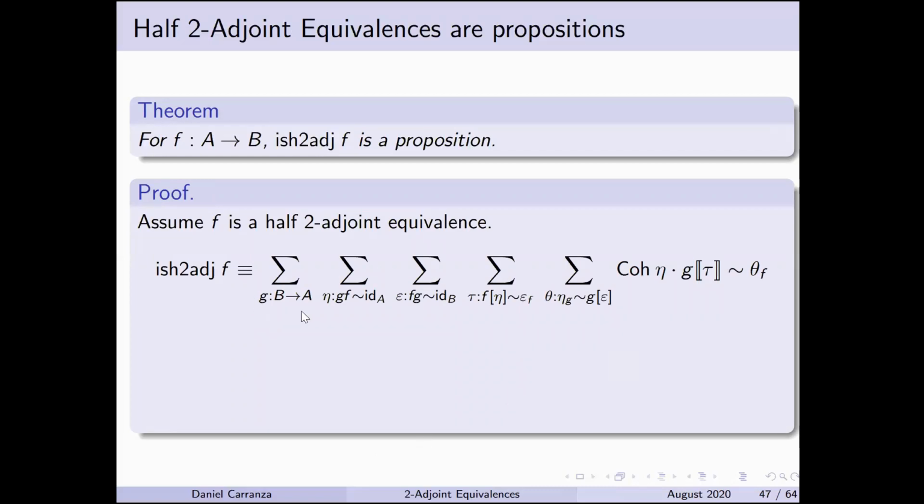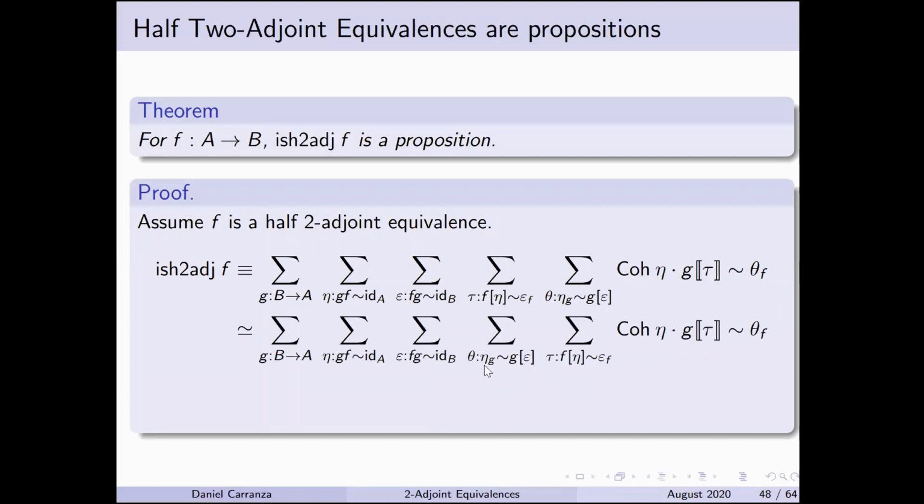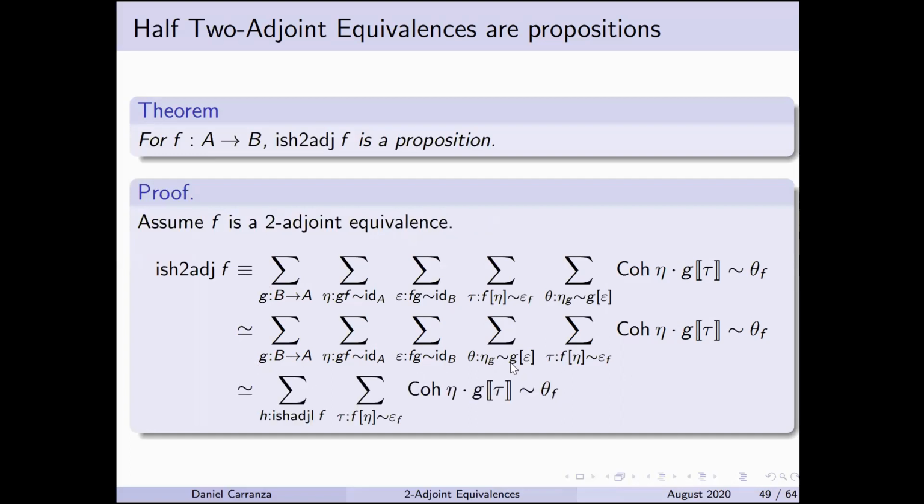I'm going to write out just the type of half two-adjoint equivalences, right? For a function f, it looks like this. And what I can do is I can interchange theta and tau. I'm just going to swap the order. That's all I've done here, and this equivalence definitely holds. And then I'm going to take g, eta, epsilon, and theta here, and I'm going to package them all together to get a left half-adjoint equivalence, right? These four things all form the data of a left half-adjoint equivalence for f.